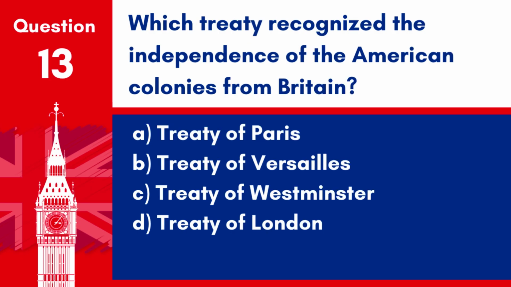Question 13. Which treaty recognized the independence of the American colonies from Britain? A. Treaty of Paris. B. Treaty of Versailles. C. Treaty of Westminster. D. Treaty of London. Answer: A. Treaty of Paris. The Treaty of Paris in 1783 recognized the independence of the American colonies.